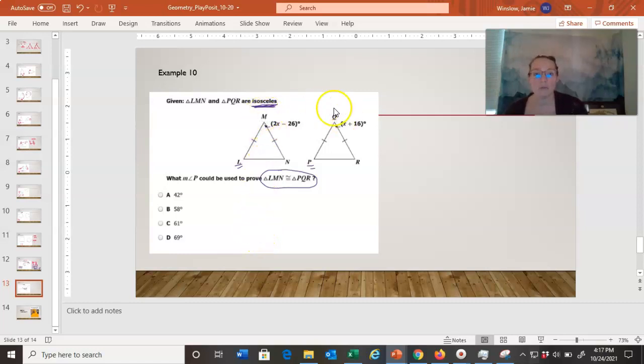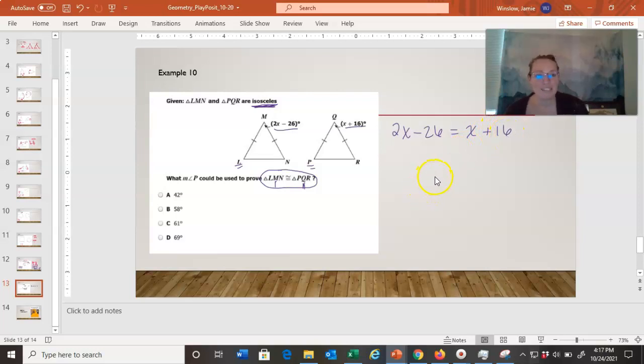We know M and Q. We don't really know them, but they're marked, right? They have something there. So that's the only thing we can really work with. And thankfully, in the congruent statement, M and Q are in the right position. So that must mean they're equal. So let's set them equal and solve for x.